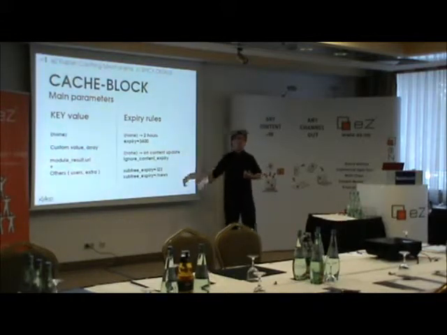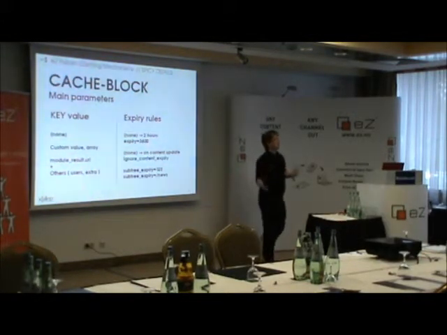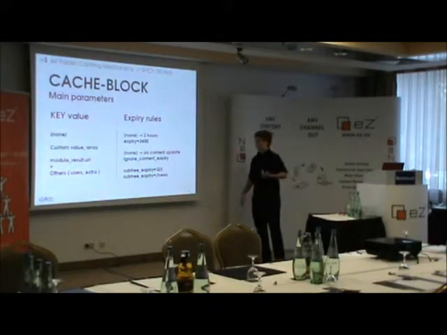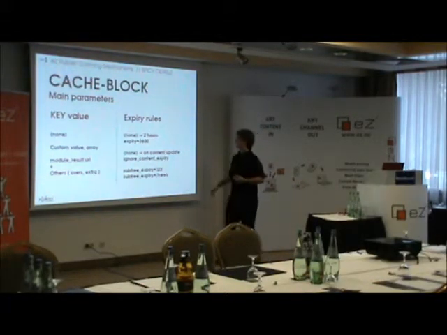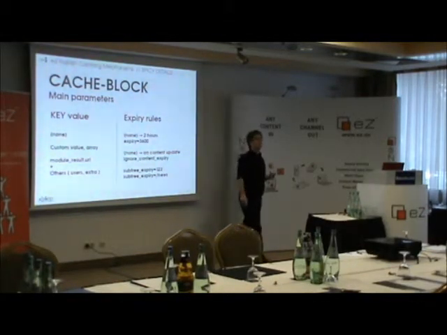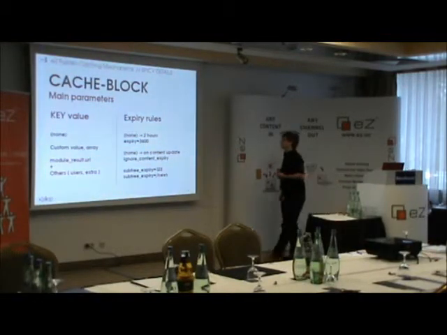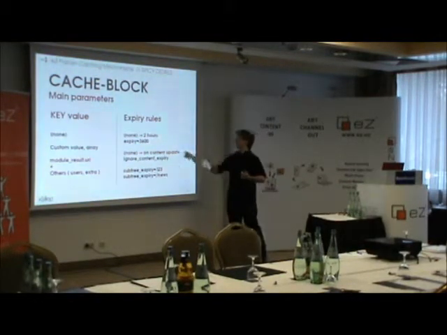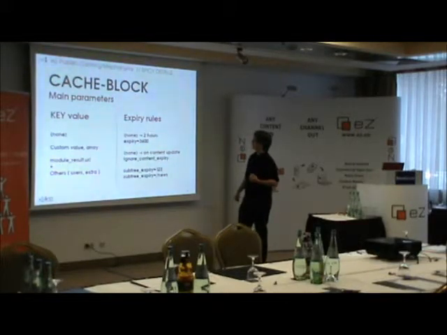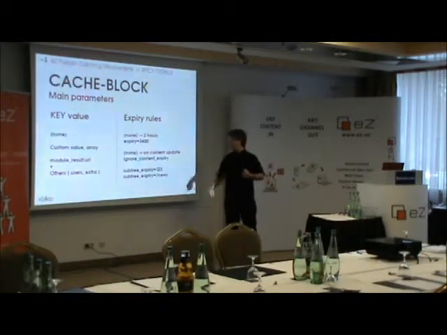So for instance, if you have a lot of end users, anonymous users, publishing content, like creating an article or comments or whatever, you will clear your cache block every time someone is editing something. That's what happens when you do not set this expiry rule setting. So instead of that, of course, you can set a TTL or tell the publish to ignore the content expiry.